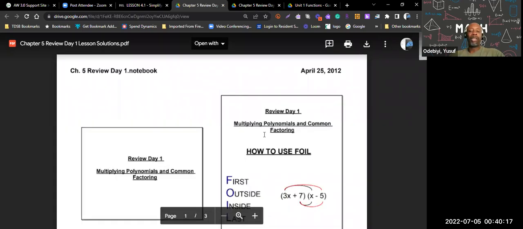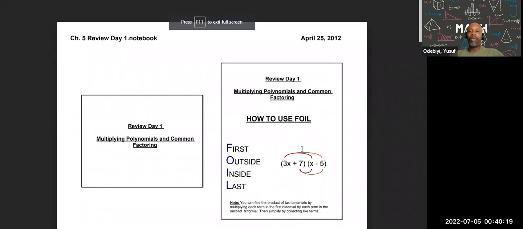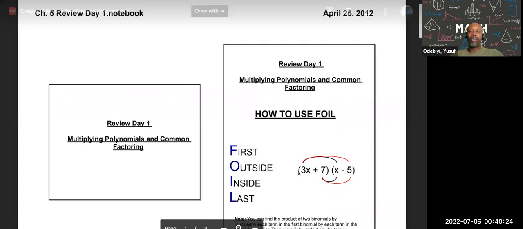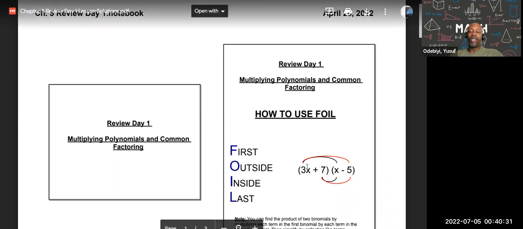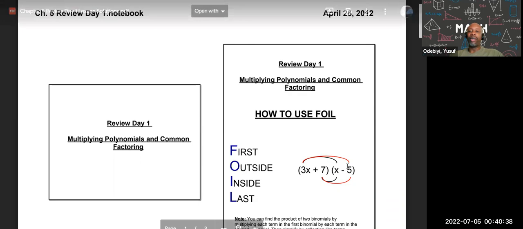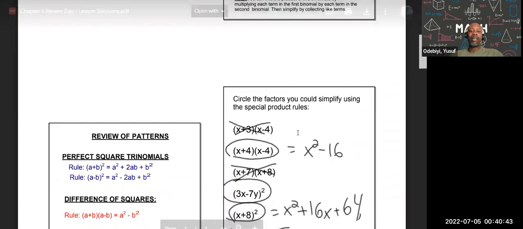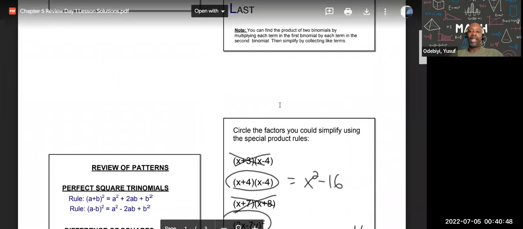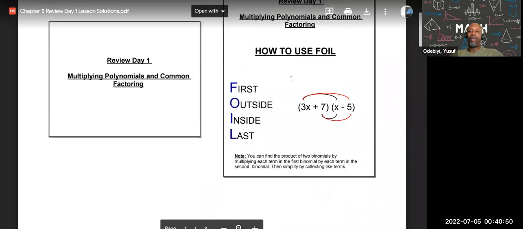It's loading up. Okay, so you guys should remember the FOIL method. I hope you guys do. When you're multiplying two binomials, you follow this method where the first terms multiply each other. So first times first, then the outers, then the inners, and then the last. Basically that is the way you would do the FOIL method.